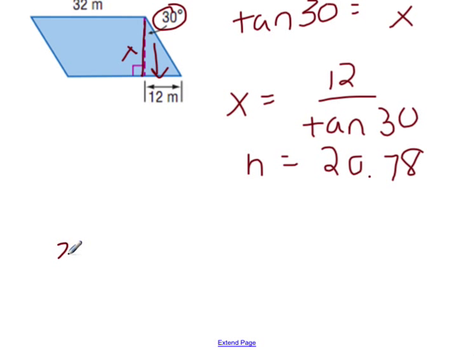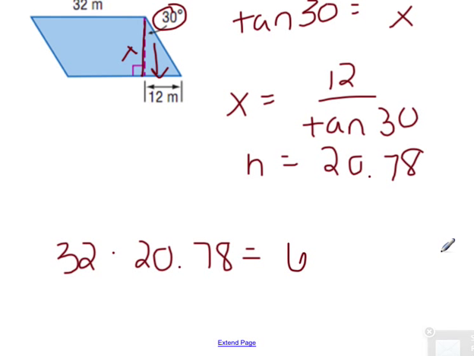So then you can plug that into your calculator when you multiply them. So we're going to take our base, which is 32, times our height, which is 20.78, and that's going to be 665.1. And then it's going to be in meters squared.